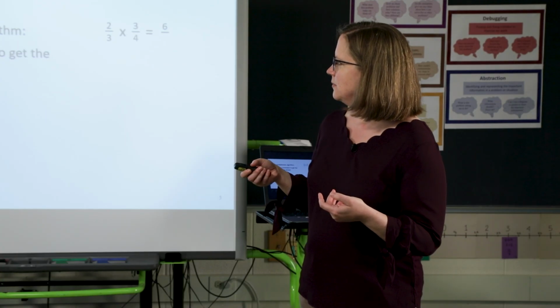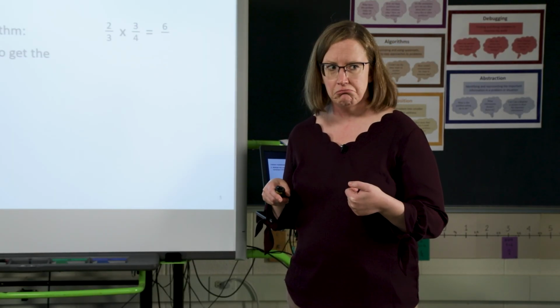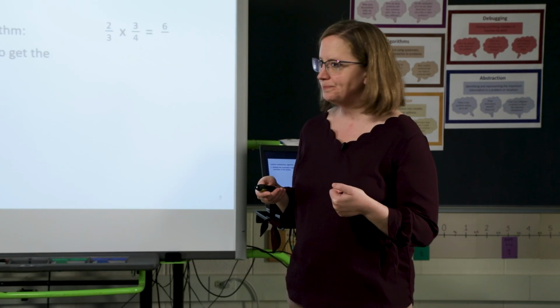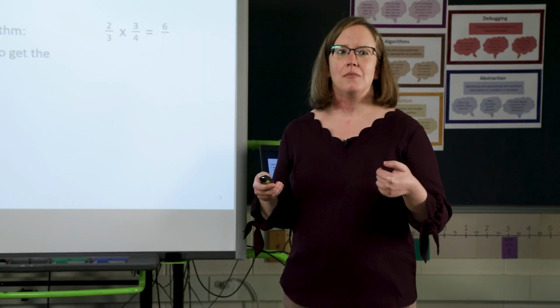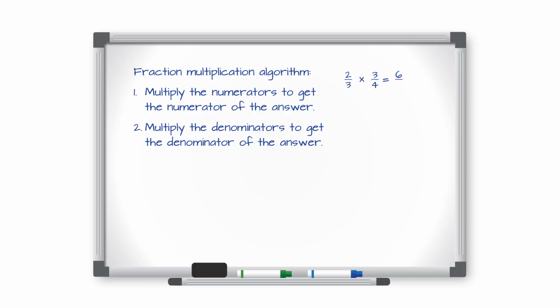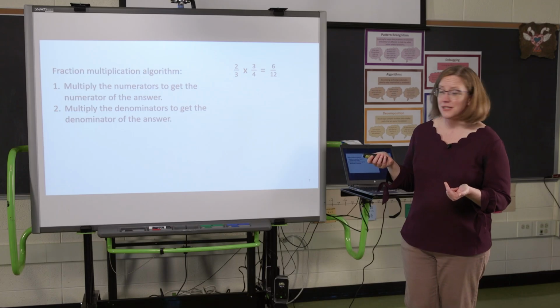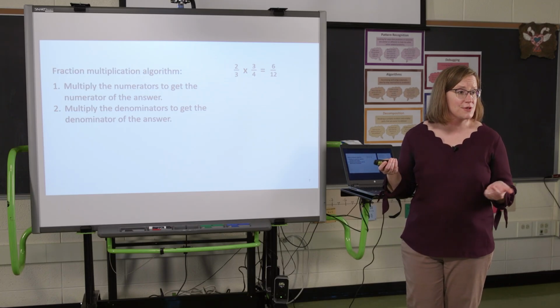So in this problem, we'd say 2 times 3 is 6. That's the numerator of our answer. Okay, what would you do next? Multiply the denominators to get the denominator of the answer, right. We use the brownie pans to think about that as well. So in this case, we'd say 3 times 4 is 12. That's the denominator of our answer. So we end up with 2/3 times 3/4 is equal to 6/12.